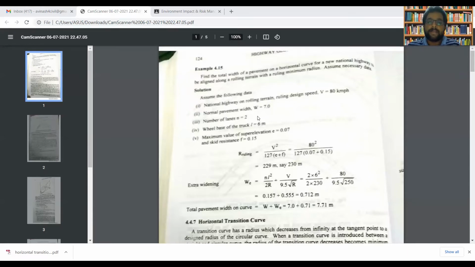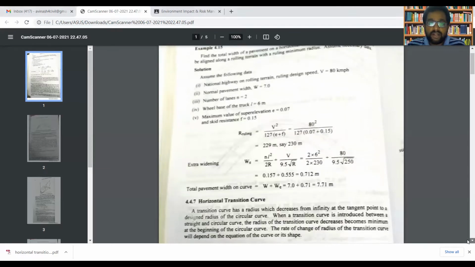So the total pavement width is taken as 7 meter plus you have to add the extra width you have obtained. So 7 plus 0.71. So that is 7.71 meter. Okay, so this is another problem for determining the total width of pavement. Okay, so we have discussed about the extra widening of pavement.